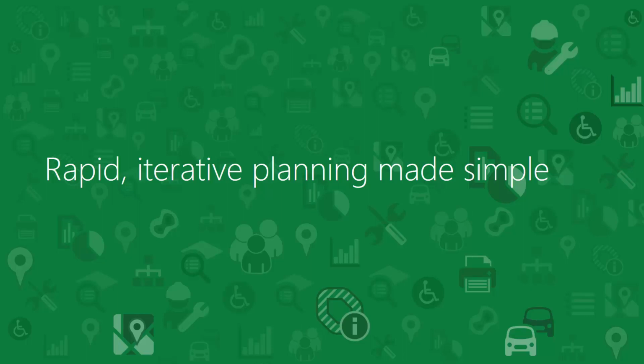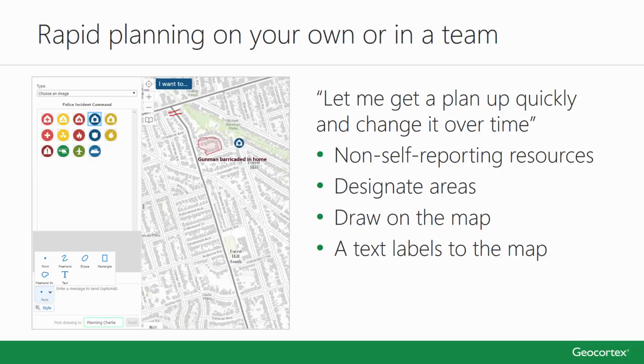Now, rapid iterative planning made simple. Wherever we can, we want to get your self-reporting resources on the map in an automated way. They're just there, you can see their locations, you don't really need to think too much about that. But during an incident, there's always a need to put temporary markup related to that incident on the map. I might just need to show some road closures, where some of my remote crews are, remote command center, staging areas, and the like. So how can we do that quickly and easily?